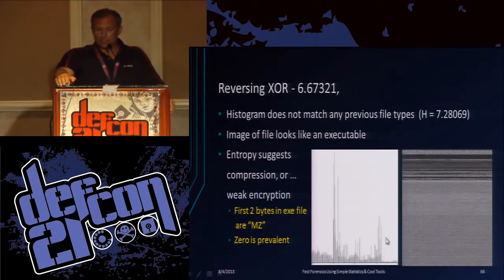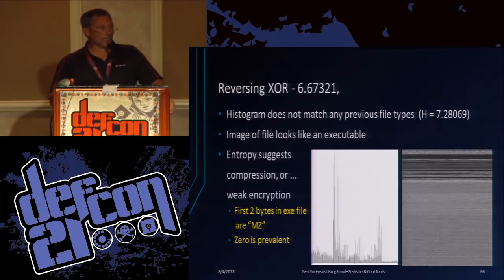So this kind of looks like an executable. The image does, right? It looks fairly uniform in here. So entropy 7.2 suggests some type of compression or encryption, or maybe weak encryption. That's another thing I should point out. In order to have the 7.999 entropy, the encryption has to be good encryption. If you use weak encryption, then you get the same effect as if it were compressed.